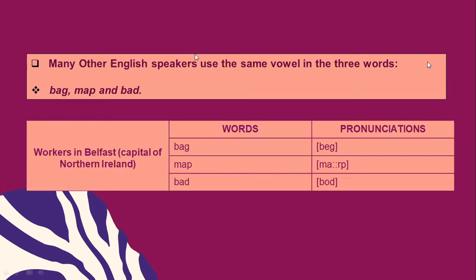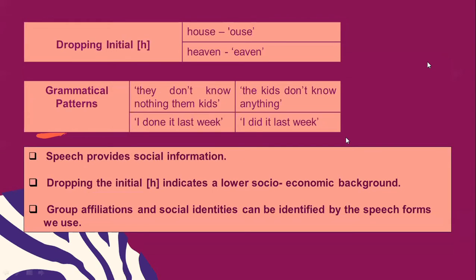Speech also provides social information. Dropping the initial H in words like house and heaven often indicates a lower socioeconomic background in English. The same applies to differences in grammatical patterns. "They don't know nothing" versus "The kids don't know anything." "I done it last week" versus "I did it last week." So group affiliations and social identities can be identified by the speech forms that we use.